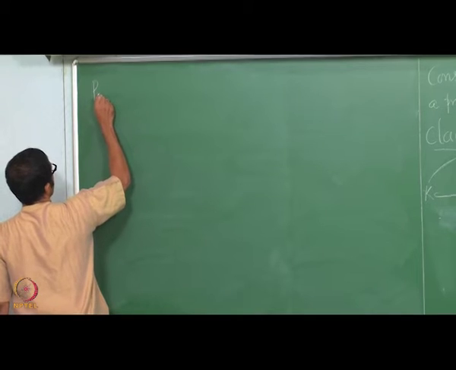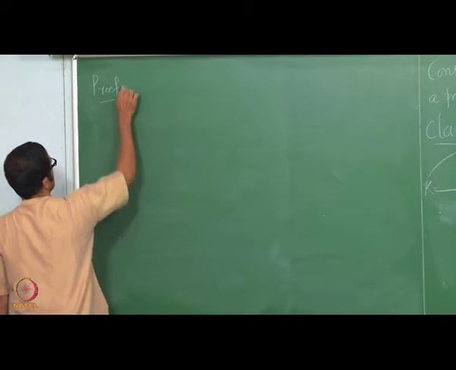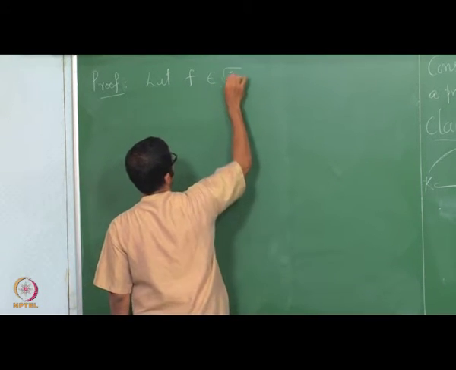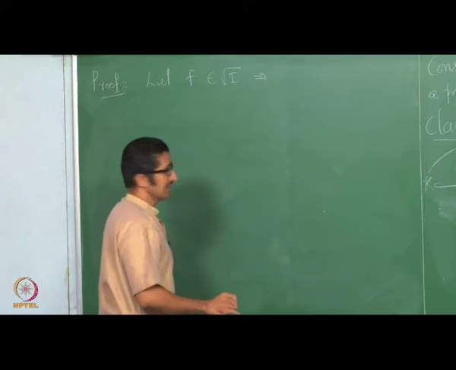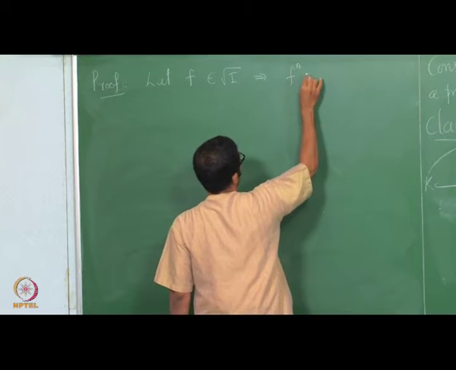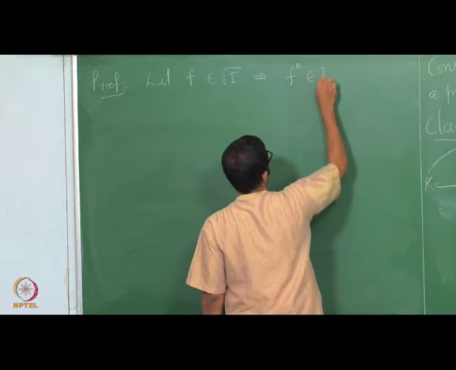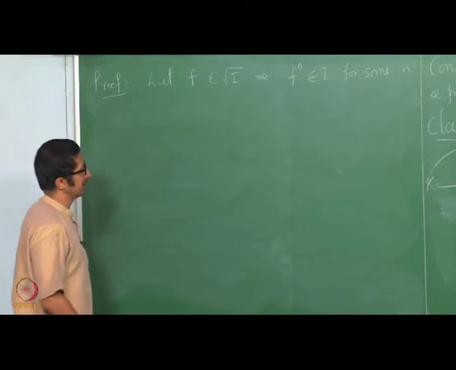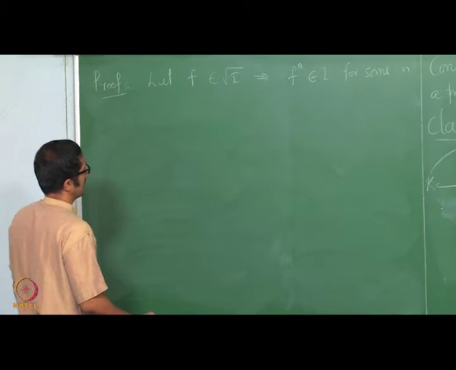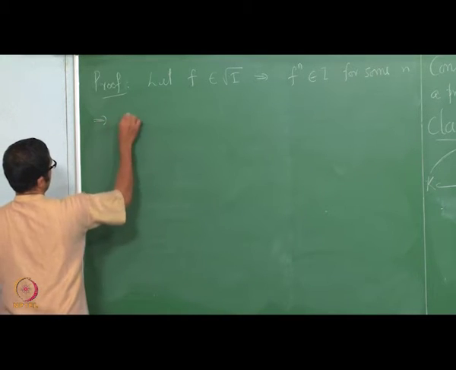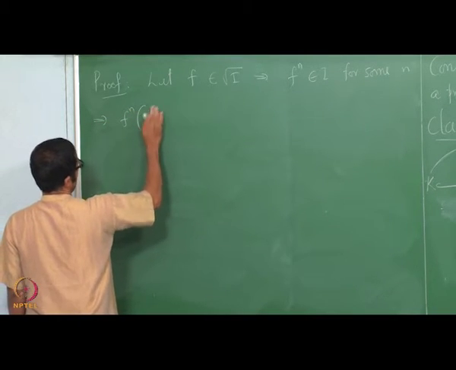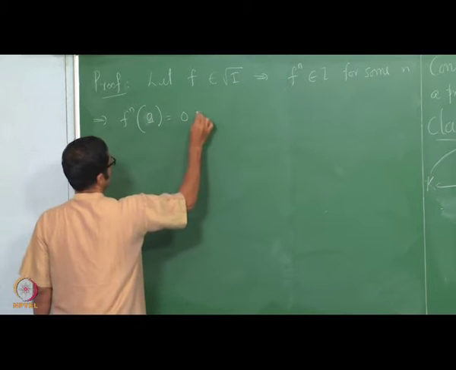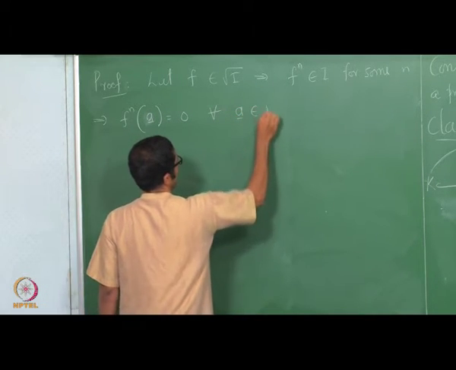Suppose f is in the radical of I. That implies that f power n is in I for some n. That means f power n of a is 0 for every a in V of I.